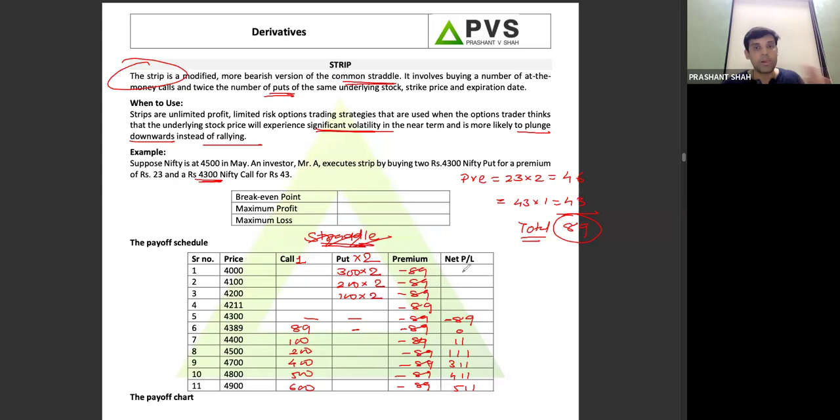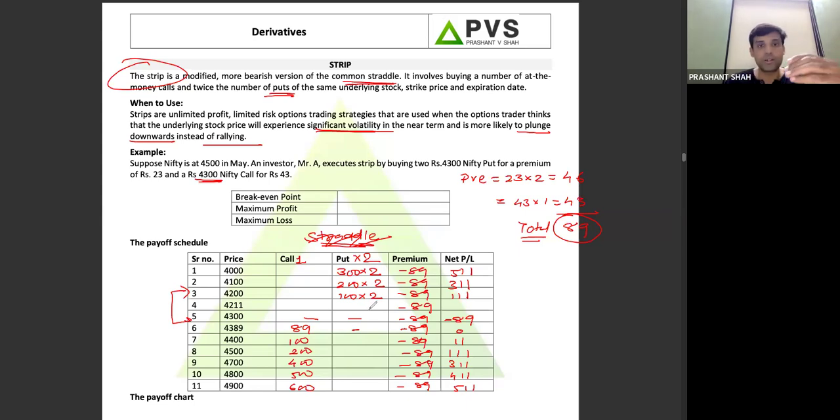Right? So 600 minus 89 is 511. 400 minus 89, that is 311. 200 minus 89, that is 111. And now something very interesting: if I do 4211, you won't get the break even point. You have to identify a break even point that is somewhere between 4200 and 4300. So definitely this is not our break even point.